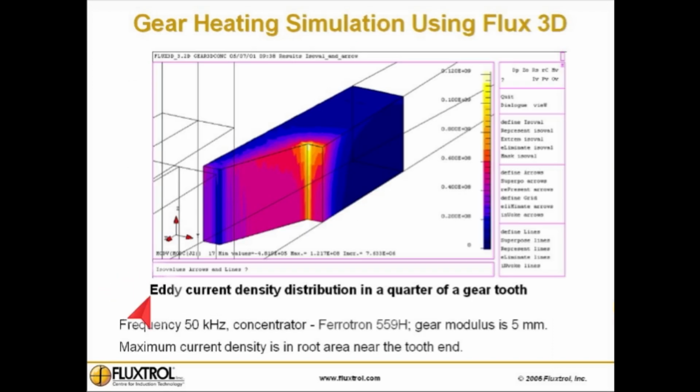Gear heating simulation using Flux 3D. Eddy current density distribution in a quarter of a gear tooth. Frequency 50 kHz. Concentrator Ferrotron 559H. Gear modulus is 5 mm. One can see that maximum current density is in root area near the tooth end.